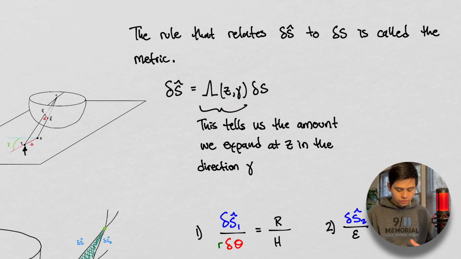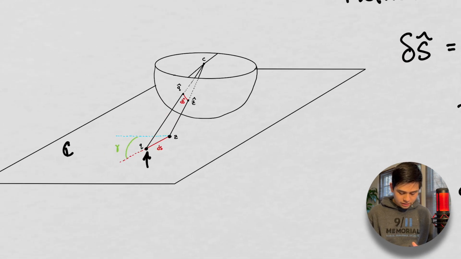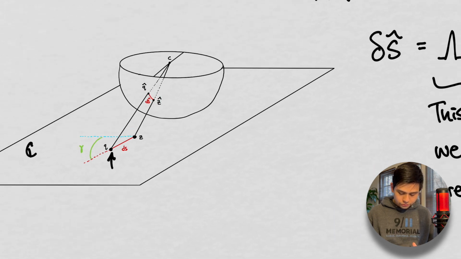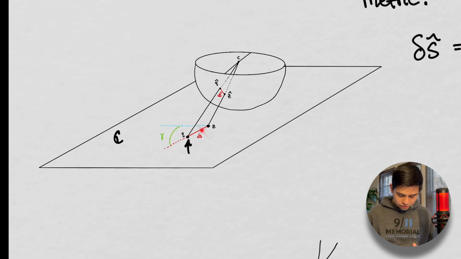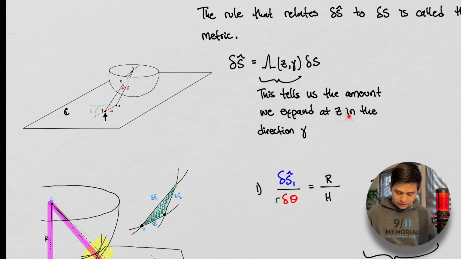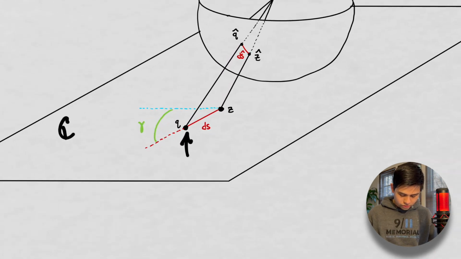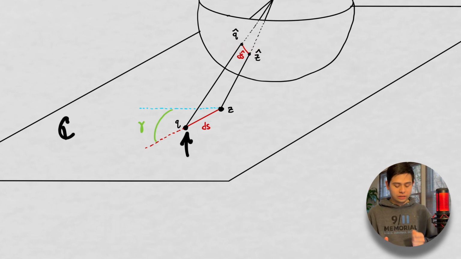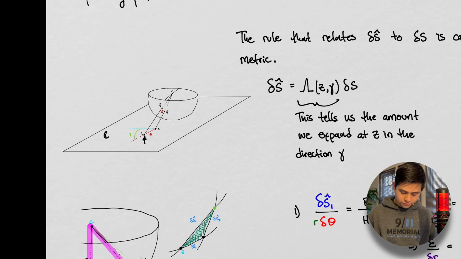So we have some distance on the sphere, anything with a delta with a hat on it. So delta S hat is this distance right here, and delta S is this distance right here. And we want to relate one distance to the other distance, and this here is that metric, the thing that does that. This tells us the amount we expand at z in the direction gamma. Okay, so this distance can bend in either direction. It can have directionality to it, and that's what this gamma takes into account.